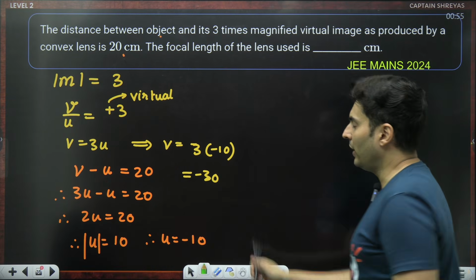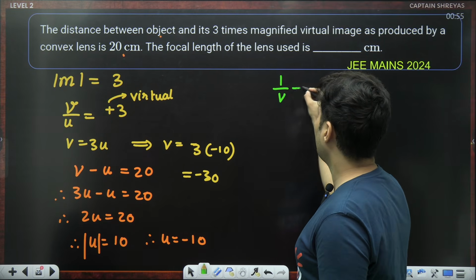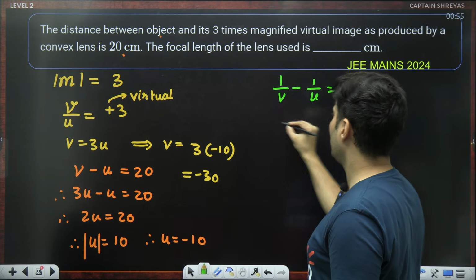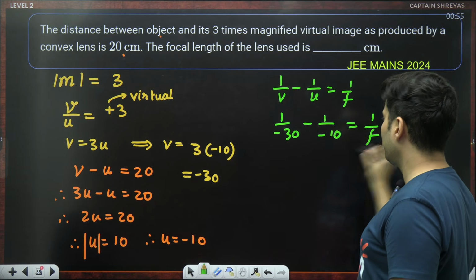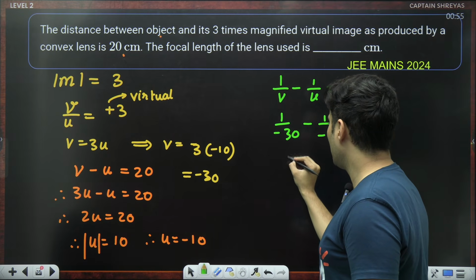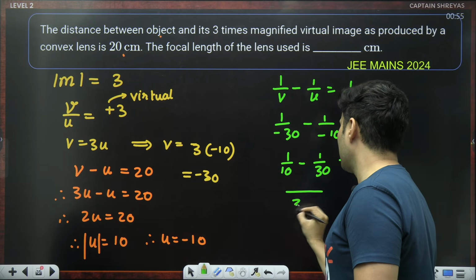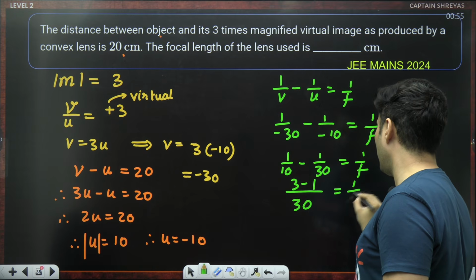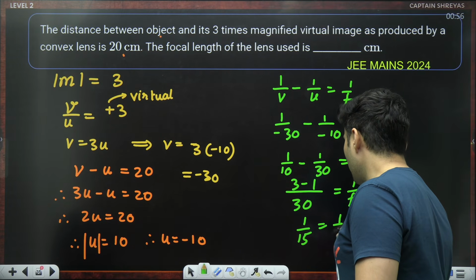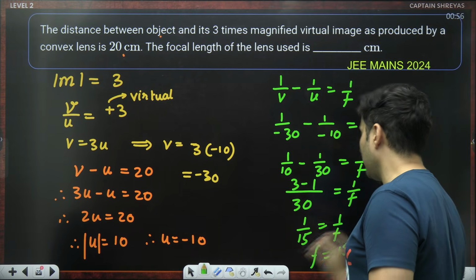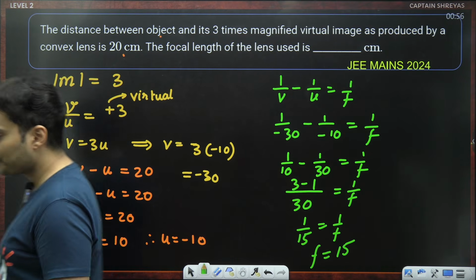Now try to find the focal length using the lens formula. 1 by V minus 1 by U is equal to 1 by F. So 1 by -30 minus 1 by -10 is equal to 1 by F. Minus minus is plus, so it will become 1 by 10 minus 1 by 30 is equal to 1 by F. LCM is 30, so it will become 3 minus 1 over 30 is 1 by F. 3 minus 1 is 2, so 2 by 30 is 1 by 15 is 1 by F. Reciprocal, it will be 15. So focal length is 15 centimeters, which is correct.